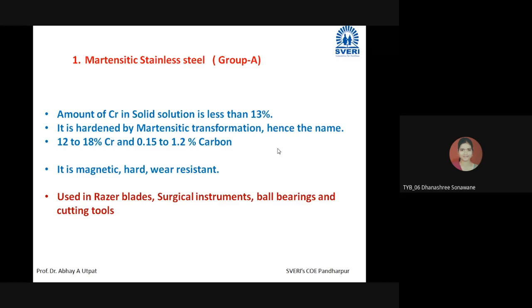Dhanashri. Yes, sir. So my question is how to obtain martensite. In the last lecture only I explained. Martensite is one hard phase which is obtained after cooling of steel. Can anybody tell willingly?